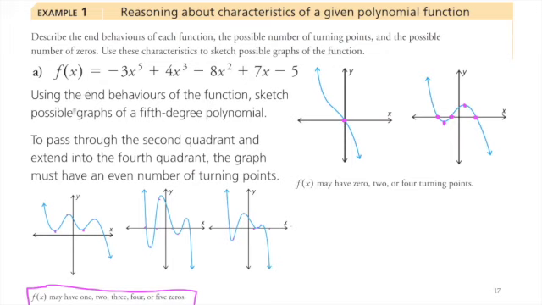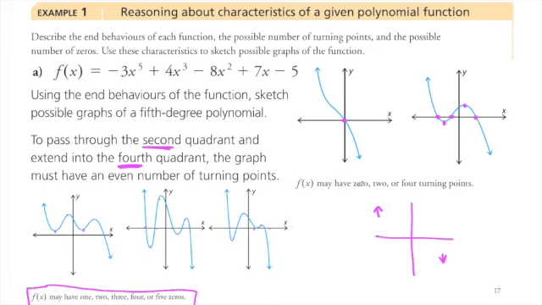The key here, though, is that it's going to pass through that 2nd quadrant, extend into the 4th quadrant, because we knew that we had to have our opposite end behavior. So it has to look something like that with either 0, 2, or 4 turning points and a maximum of 5 zeros, anything down to 0. Okay. Sorry, it would never have 0 because it has to pass through the x-axis at least once. Okay.